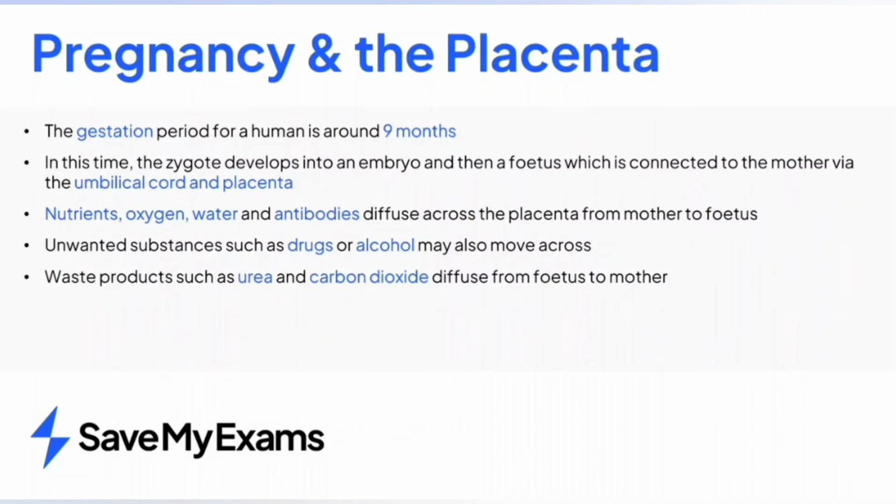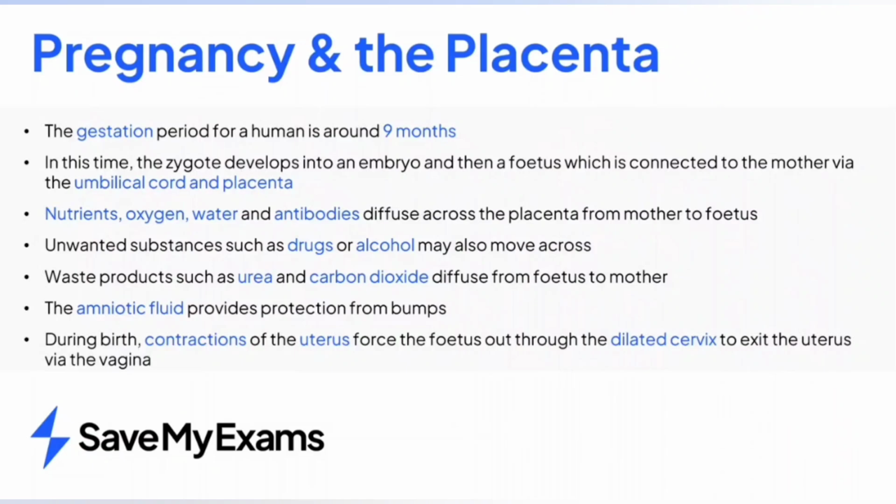The amniotic fluid that surrounds the fetus provides protection from bumps. During birth, contractions of the uterus force the fetus out through the dilated cervix to exit the uterus via the vagina.